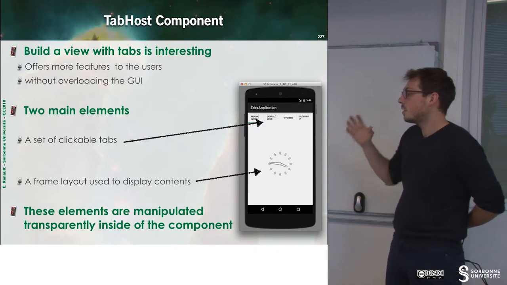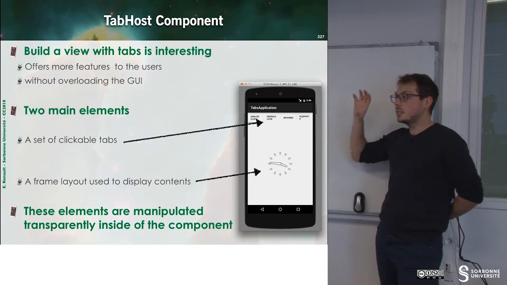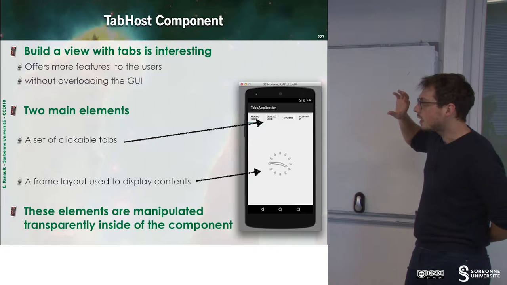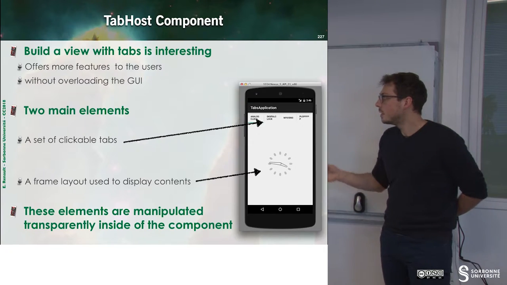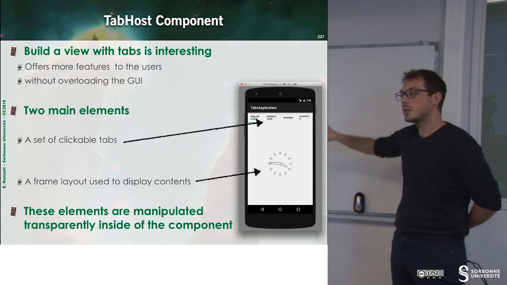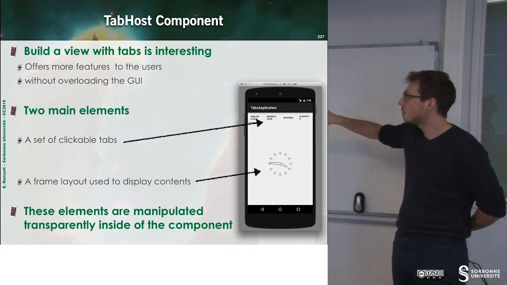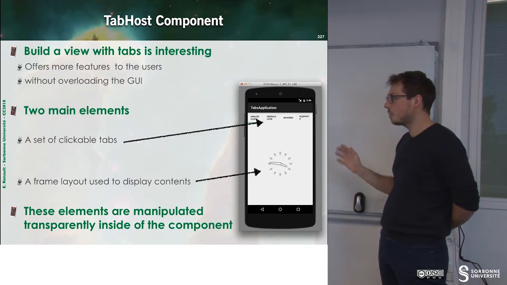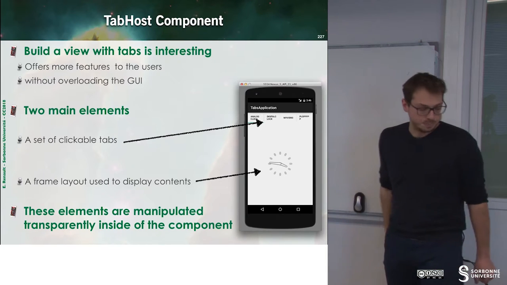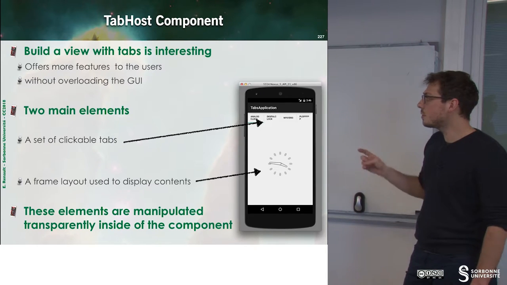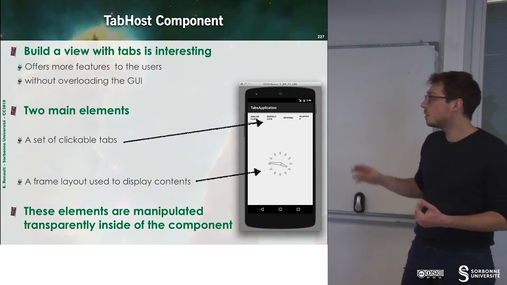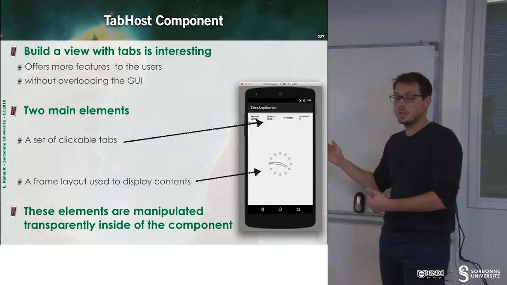Okay, so this component is extremely difficult to understand at first sight. So we can imagine that this is a simple component with a fragment. Okay, some buttons and the fragments. We can build that, but tab host component is doing more than that. There are two elements. The first one is a set of tabs. And the second one is the frame layout that we will use to display some contents.